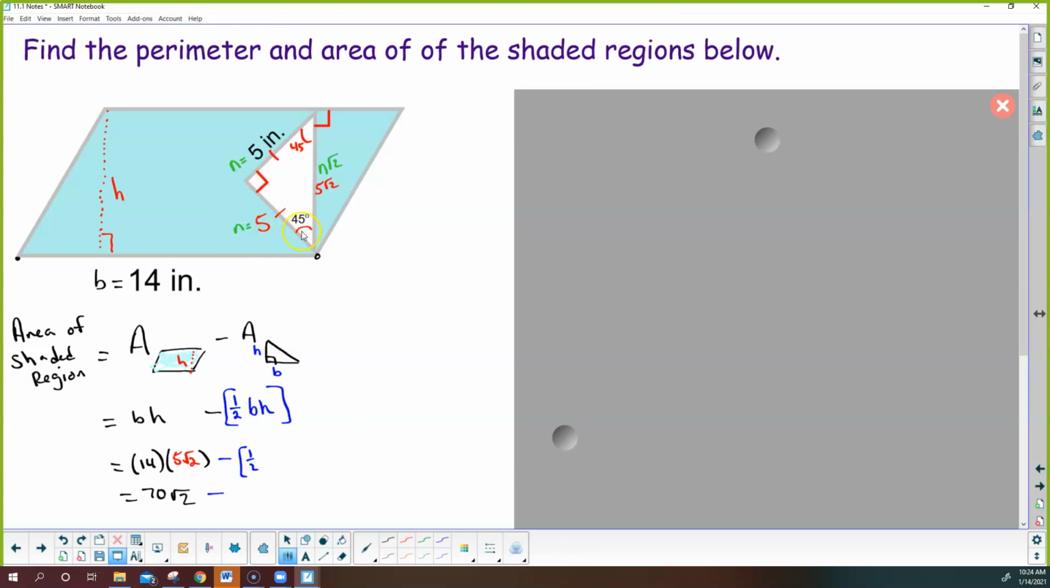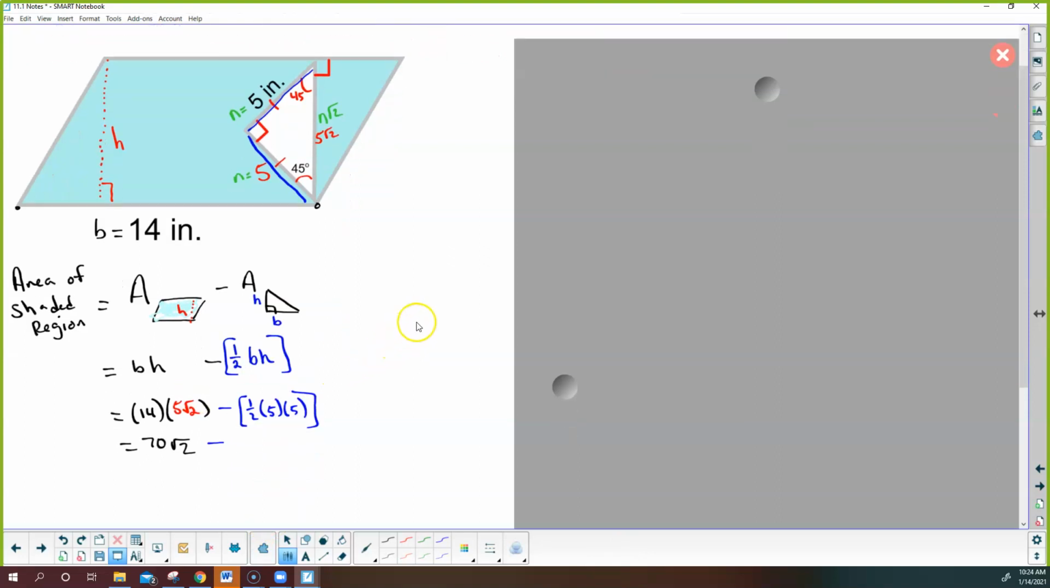Well, wait a minute. I have my base could be considered 5, and my height, because of the 90-degree angle, is 5. So both the base and the height are 5s. All right, and then 5 times 5 is 25, half of 25. I'm going to leave it as 25 over 2.